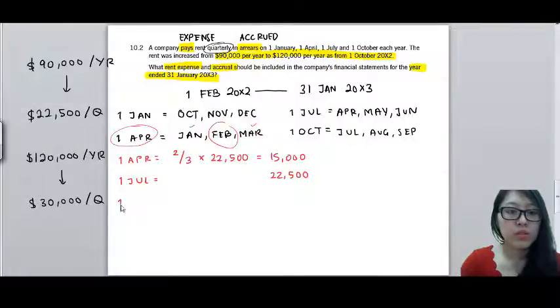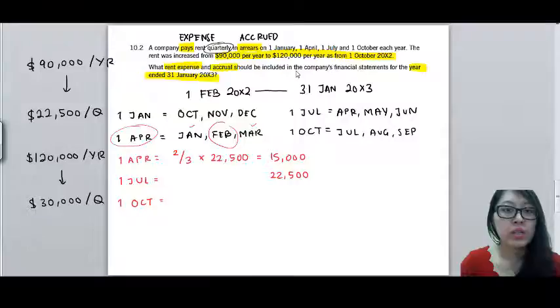Now, what about on 1st October? It said that on 1st October, our rental payment would have increased, and we are paying on 1st October here. Should we increase our rent now? The answer is no, because on this date, we are paying for rents July, August, and September, so it's still at the same rate as before. So we should still include it at the previous rate until we pay on 1st January.